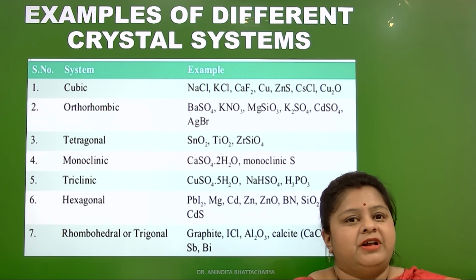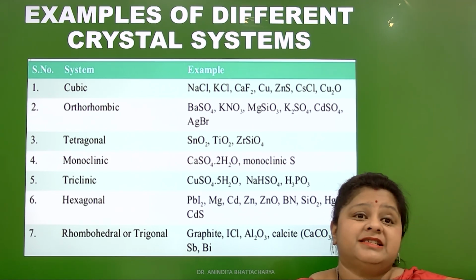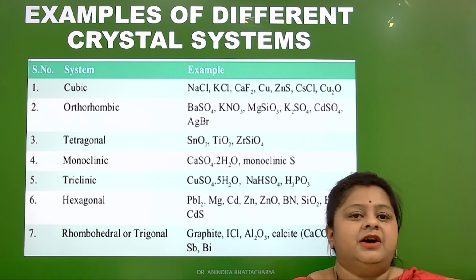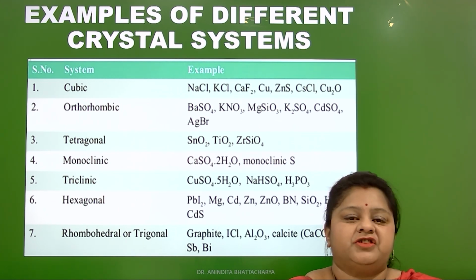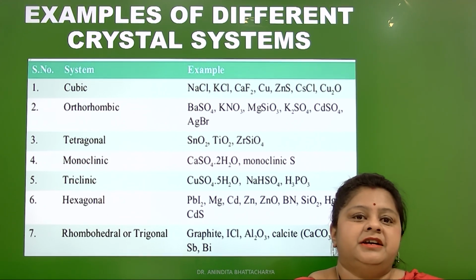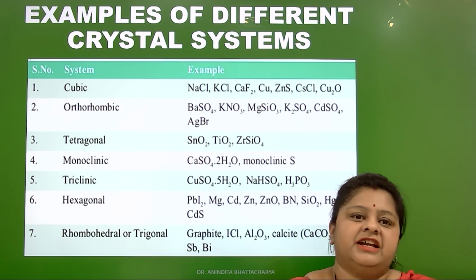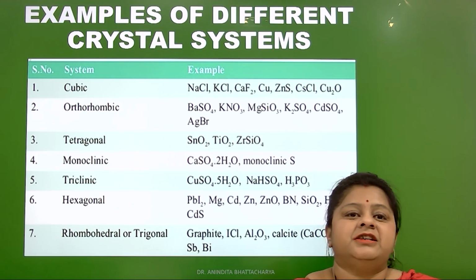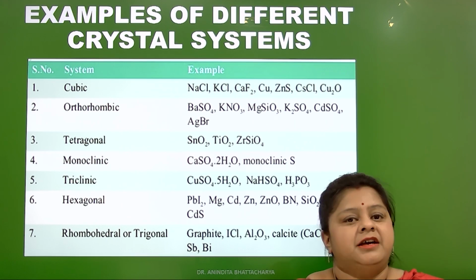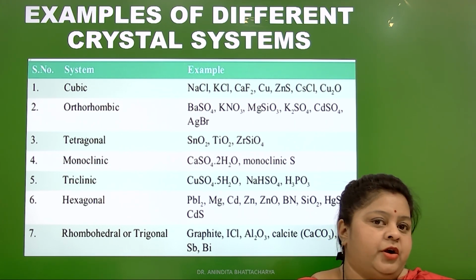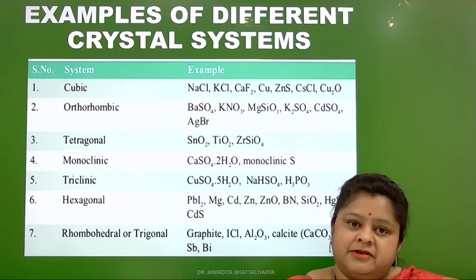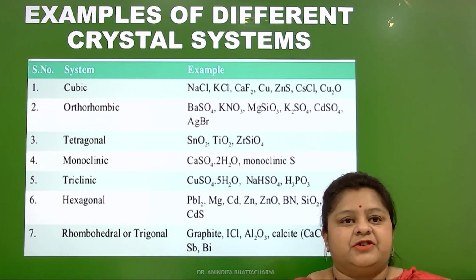Monoclinic, we have calcium sulfate and monoclinic sulfur. Triclinic, we again have copper sulfate, then H3PO3. Hexagonal, we have lead iodide, magnesium, cadmium, zinc oxide, etc. And in rhombohedral or trigonal, we have graphite, then aluminum oxide, Sb, bismuth, etc.